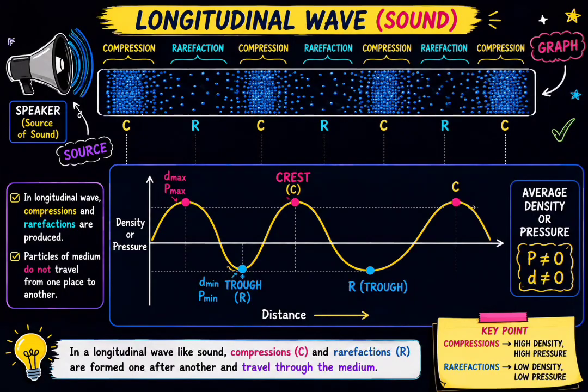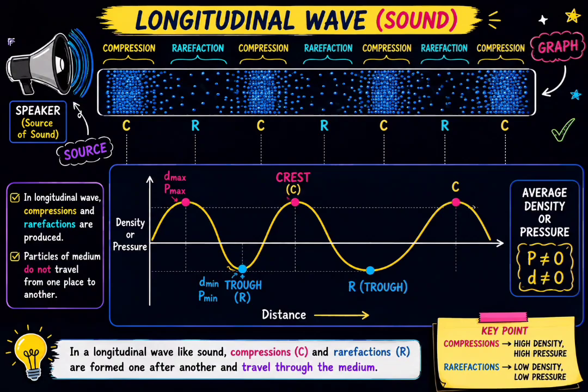Now let's see how compression and rarefaction appear on a graph. Longitudinal wave graph. Here we can see a longitudinal sound wave along with its graph. Notice that compression and rarefaction are produced one after another. Remember, the particles themselves do not travel with the wave. They only vibrate to and fro about their mean position, while the disturbance moves forward.